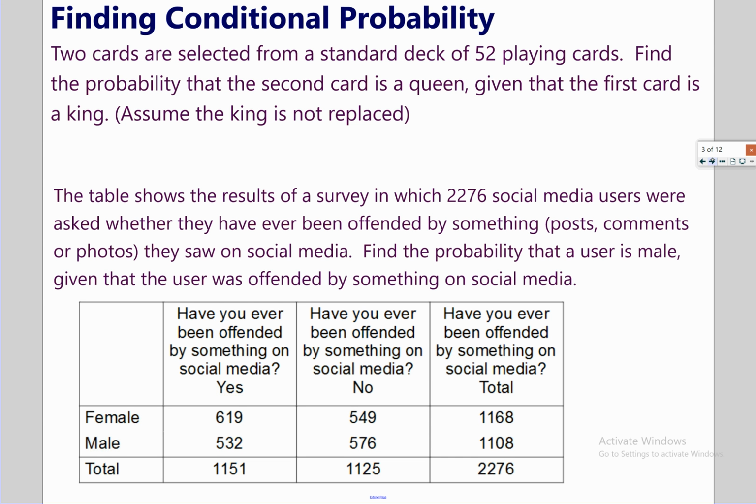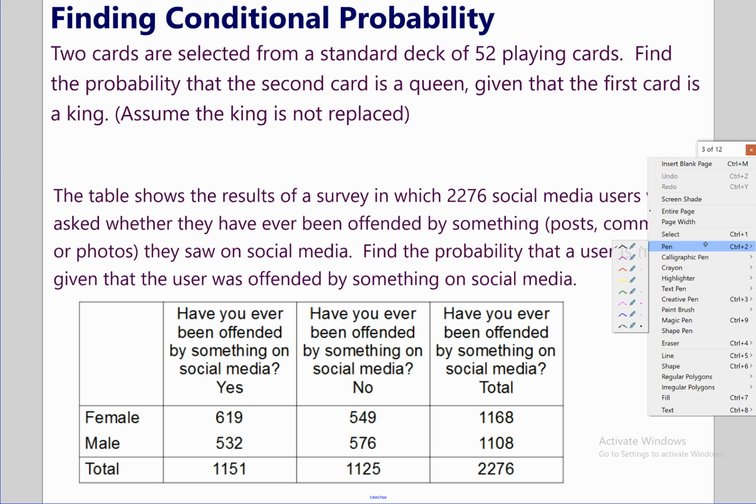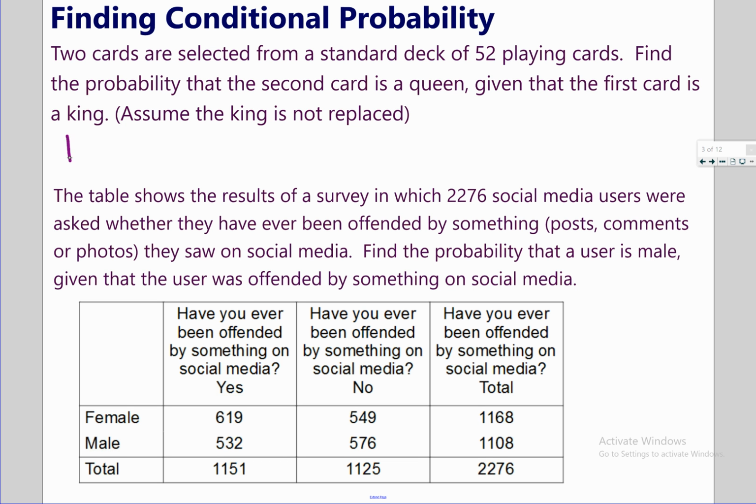Often when you're talking about decks of cards, they're going to talk about replacement or not replacing, because when you draw something, you can either leave it out of the deck or you can put it back in the deck for the next draw. All right, so we are calculating the probability of a queen given a king. So here's how I would write this in notation. Queen given king, or they just might use a Q and a K to represent that.